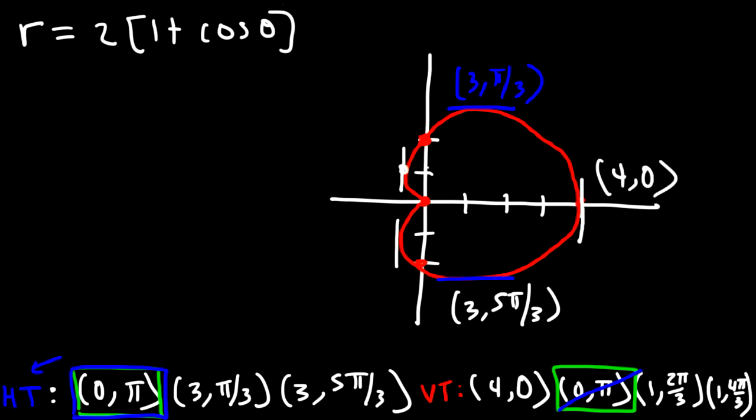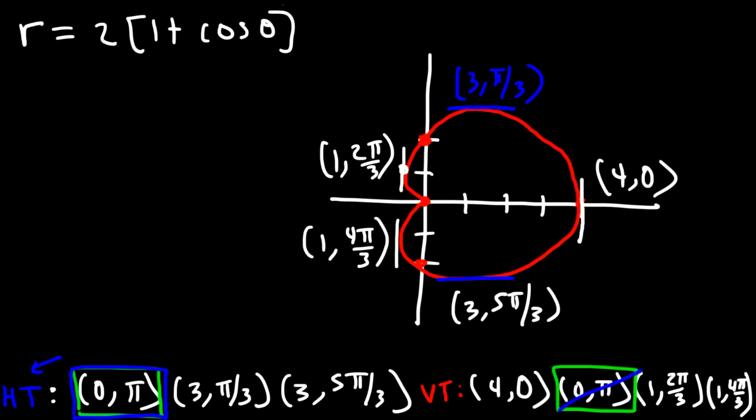Now what about this one? So what is this angle? That's an angle in quadrant 2. 2 pi over 3 is in quadrant 2. So that vertical tangent corresponds to 1 comma 2 pi over 3. And notice that this line segment is short because the radius is 1 compared to a radius of 3 or even a radius of 4. So we can see why the r value is so small. So this has to be 1 comma 4 pi over 3 because it's located in quadrant 3.